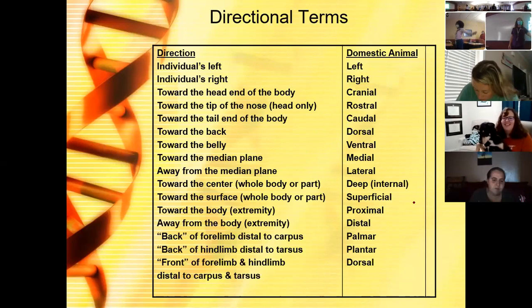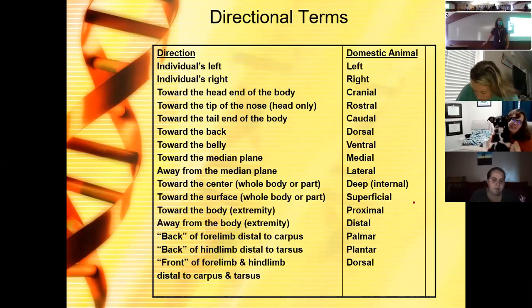Left, right, cranial, rostral, caudal, dorsal, ventral, medial, lateral, deep, superficial, proximal, distal, palmar, plantar.